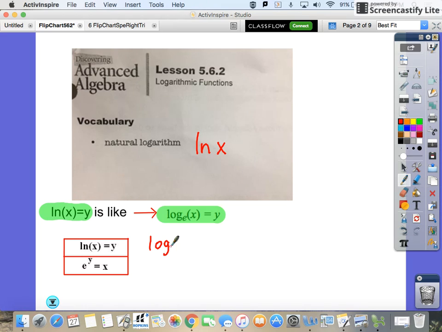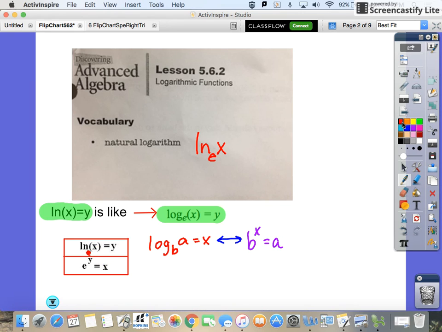Before we had log base b of a equals x, and we would convert that to b to the power of x equals a. Well, here, the assumed base in a natural log is e, where the assumed base in a traditional log is 10. So if you see natural log of x equals y, it's the same as rewriting e to the power of y equals x.